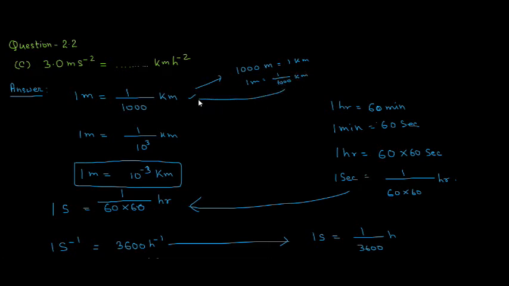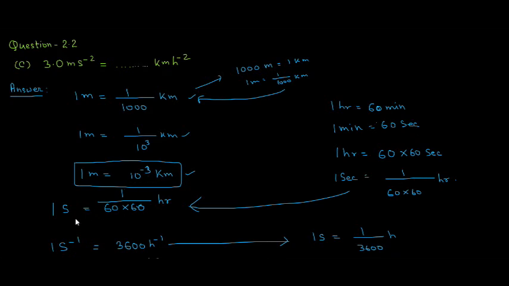We have written this only here. Now 1 meter is equal to 1 upon 10 to the power 3 kilometer. We have just written 1000 in the exponent form, nothing else. So 1 meter is equal to 10 to the power minus 3 kilometer. What we have done here, we have taken this 10 to the power 3 from the denominator to the numerator, so the exponent of 10 became minus 3.